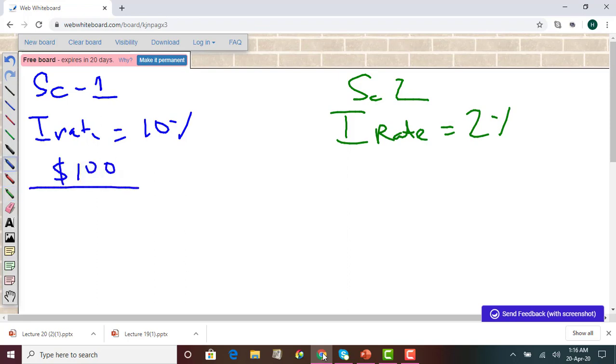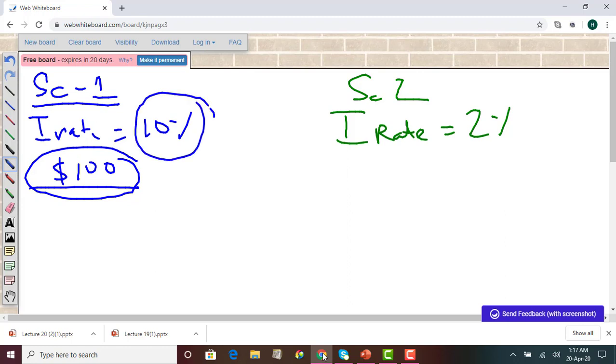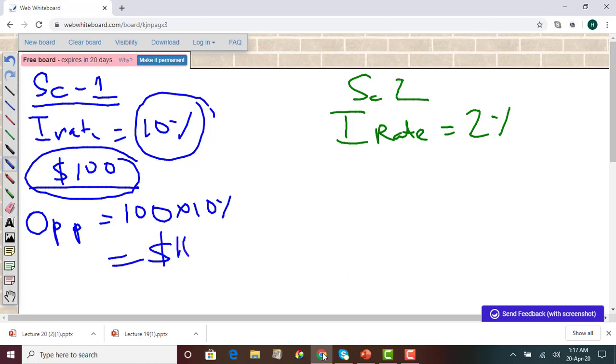And if you decide that you will not keep the $100 in the savings account, and you decide in scenario 1 that you don't want to keep your money in the savings account and you want to use it up, what is the opportunity cost? What is the income that you're giving up? You are giving up this 10% income, right? So basically the opportunity cost is equal to 100 times 10%, which is $10 every year.